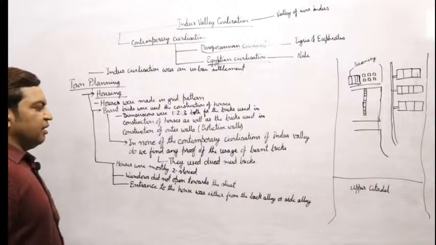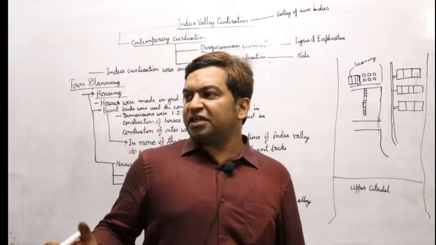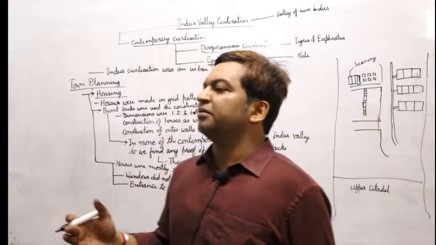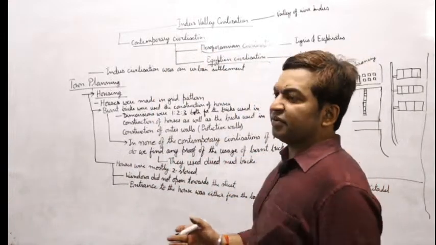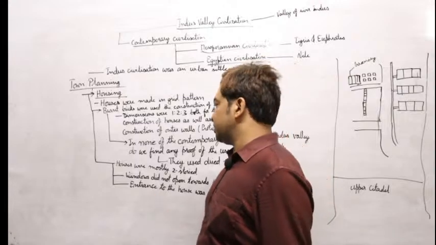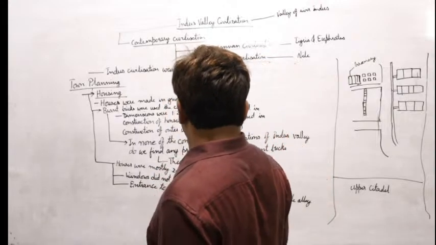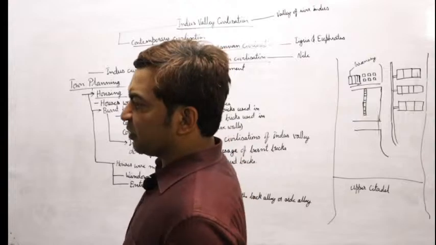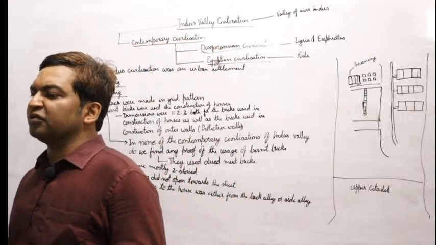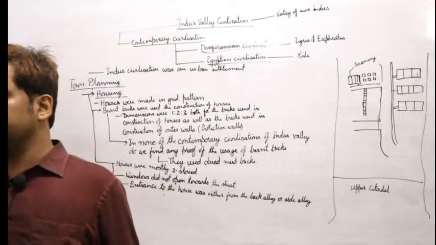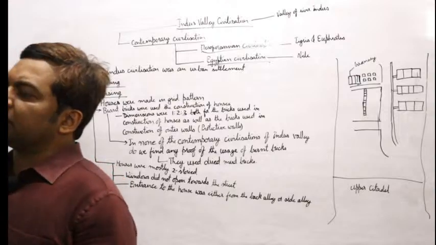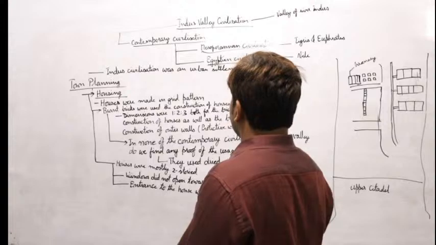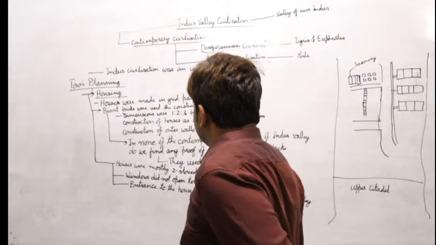See, mainly it was done keeping in mind the privacy of the people living in the house. So, in order to respect the privacy, the houses were constructed in such a manner. Now, what did the houses have?